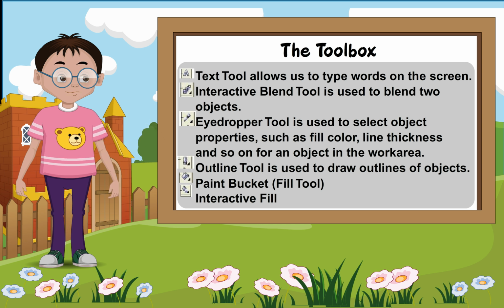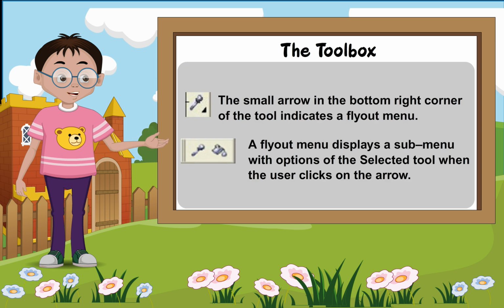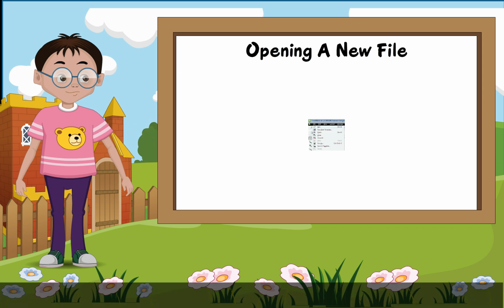Paint Bucket or Fill tool. Interactive Fill. The small arrow in the bottom right corner of the tool indicates the flyout menu. A flyout menu displays a sub-menu with options of the selected tool when the user clicks on the arrow.